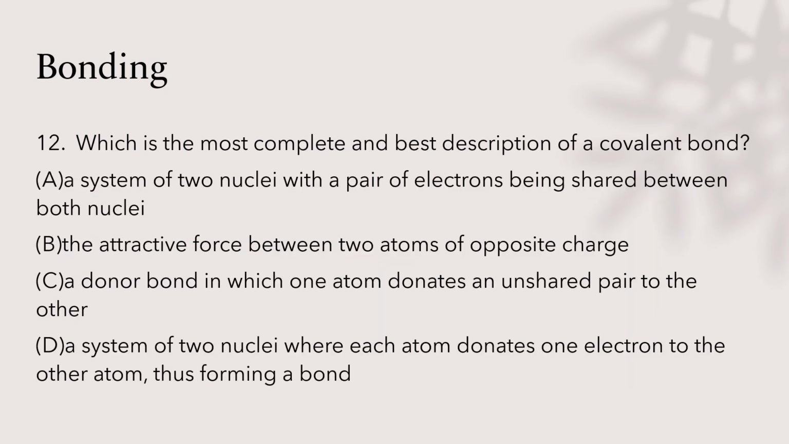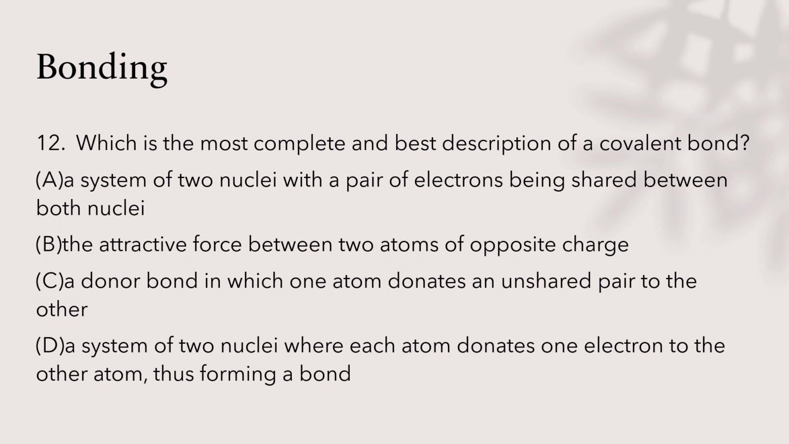Revisiting bonding briefly. Which is the most complete and best description of a covalent bond? It's kind of an oddly worded question, but such is life, right? So remember covalent bonds. What do we know about covalent bonds? We know electrons are being shared. We know they're usually between 2 nonmetals, or else a nonmetal and a semi-metal sometimes. That's all I can think of at the moment. So let's look at the choices and see.